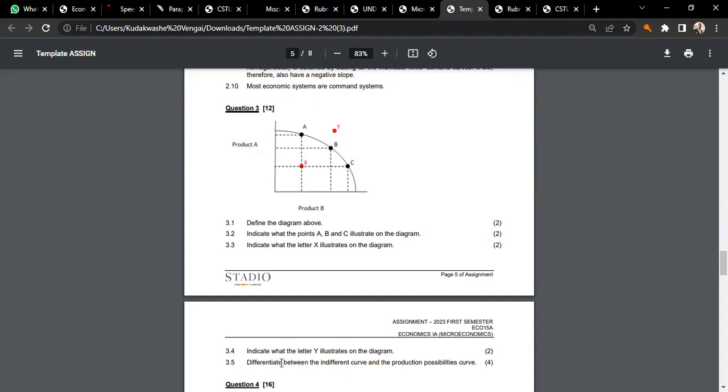All right, then 3.5 is talking about differentiate between an indifference curve and the production possibility curve. So we haven't talked about indifference curve yet, as of yet. We're going to be talking about them later on, but they are different. So for now, I will not give you the answer for 3.5 because we haven't looked at the indifference curves as yet. But if we had looked at it, I was going to provide the answer for you.